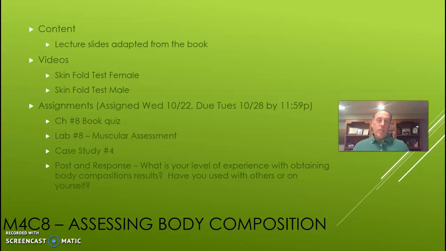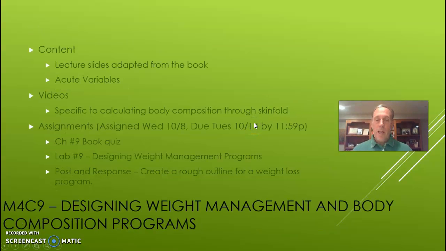Take a moment to compare those. We've used both in class. Compare those two. Which one do you like better? Which one do you think is more accurate? Were you surprised by the results from one or the other? Everything in this folder is being assigned on Wednesday the 22nd, and it's due by 11:59 p.m. on Tuesday the 28th.